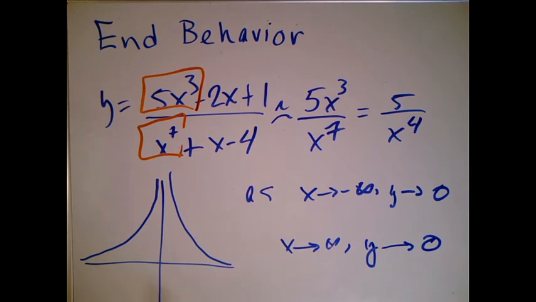So there are three things that can happen. You can either have y's getting big, you can have y's getting close to some specific non-zero value, or you can have y getting close to 0. And those are the only different kinds of things we're really going to worry about.